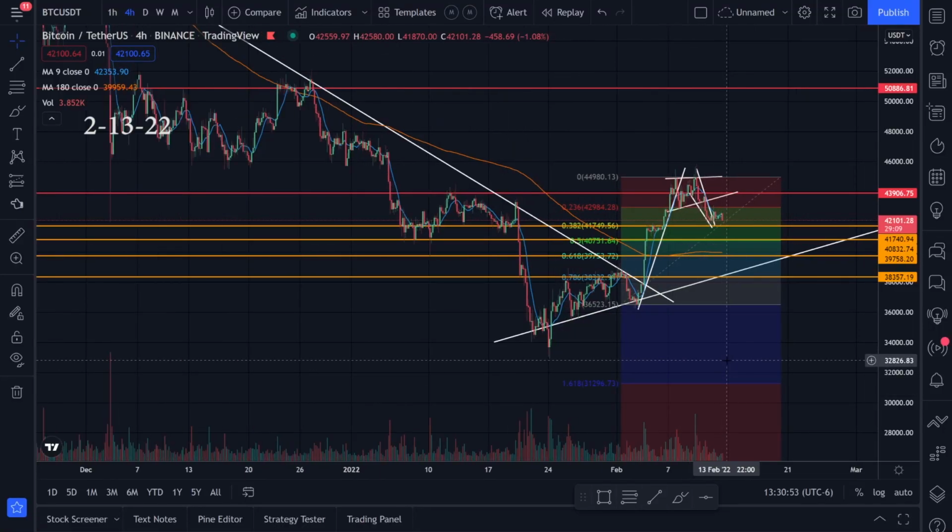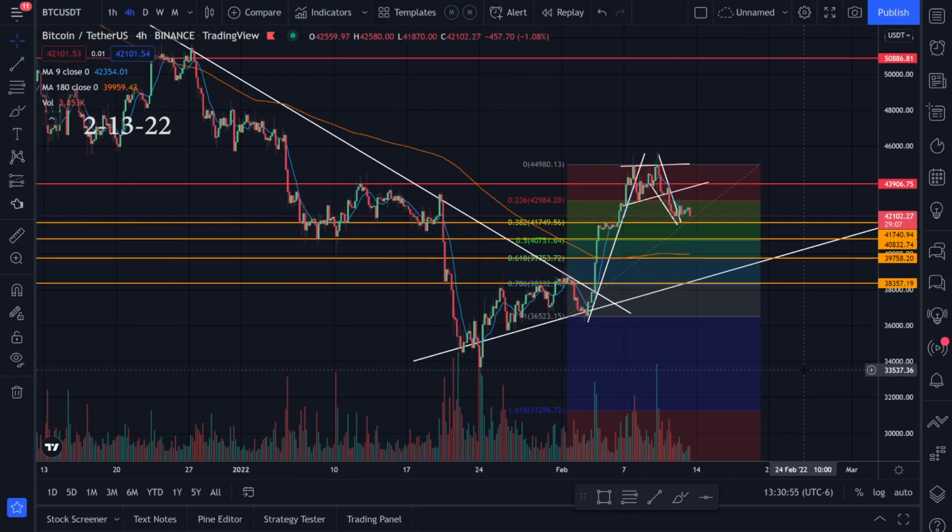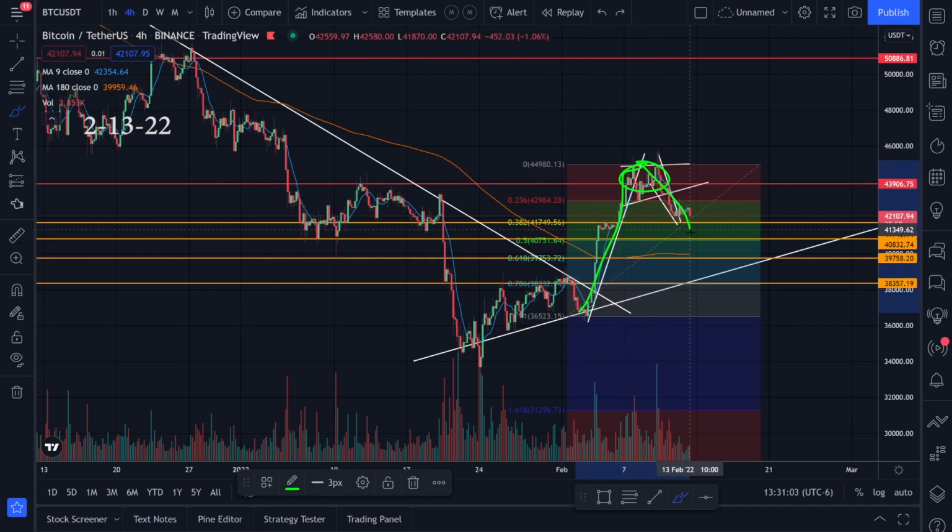Let's take a look at the chart action for Bitcoin. Okay, so I have a bunch of stuff on my chart right now. In general, we're trending up. We got some resistance and now we're trending down. These are the spots that I'm looking at. But let me take you through what I'm thinking from scratch.